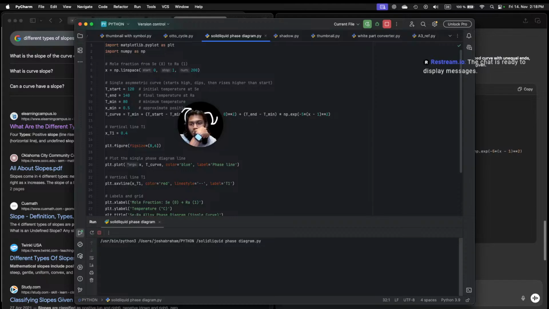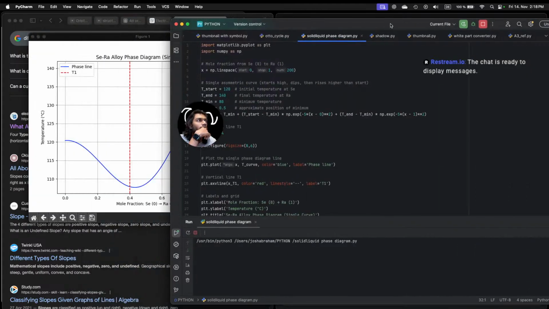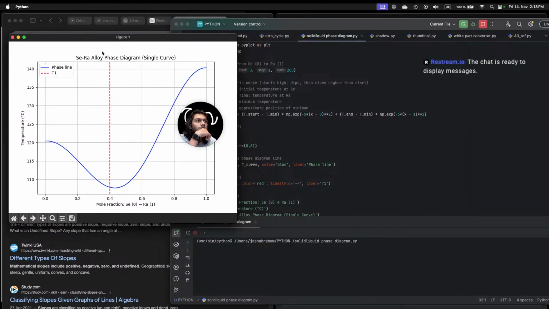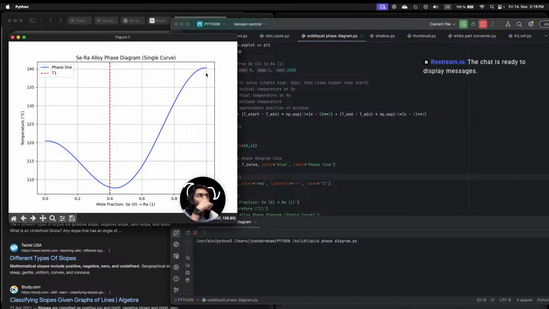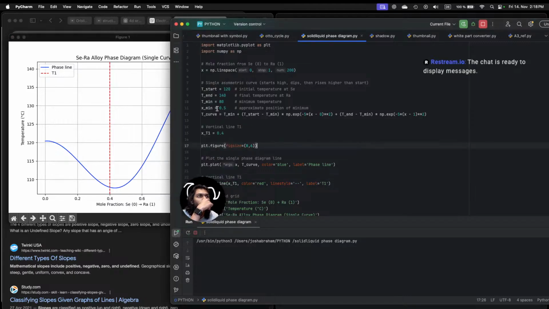T start at 120. Okay, let's say it starts at 120 and T end at 140. Okay, those two are correct. T minimum is 80.